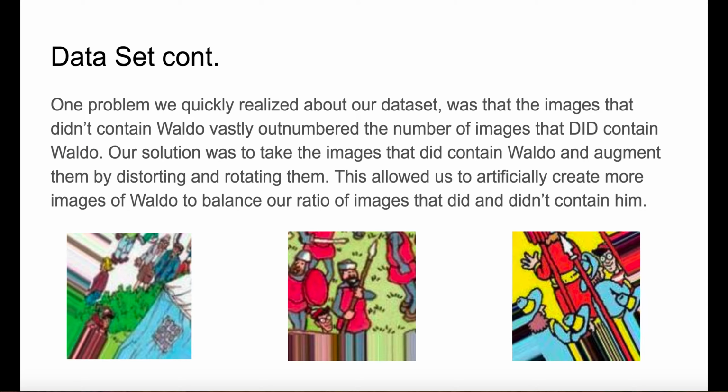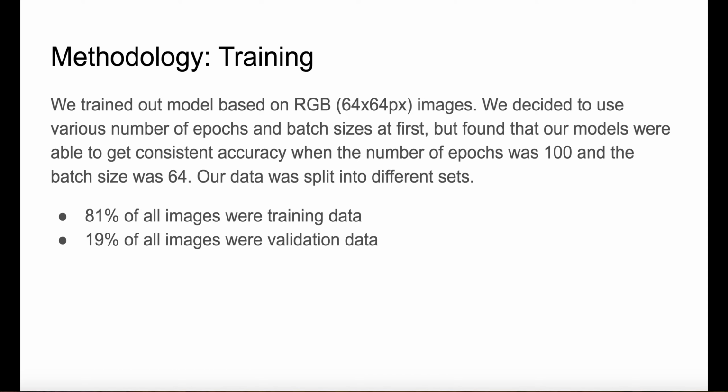One problem we quickly realized at the beginning of this project was that the number of images that did contain Waldo were vastly outnumbered by the number of images that didn't contain Waldo. So one way we solved this problem was to artificially create more images by augmenting the images that did contain Waldo, as you can see below, by distorting and rotating them. And for training, we trained our model based on colored images of 64 by 64 pixels.